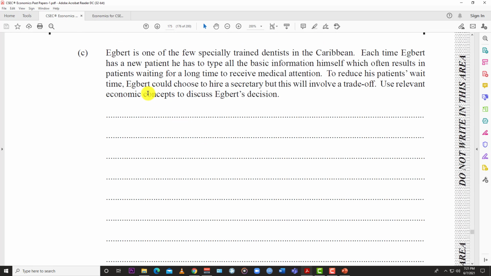All right, last one. Now this is a nice question because this is like an application question. So Egbert is one of few specially trained dentists in the Caribbean. Each time Egbert has a new patient, he has to type all the basic information himself, which often results in patients waiting for a long time to receive medical attention. To reduce his patients' wait time, Egbert could choose to hire a secretary, but this will involve a trade-off. Use relevant economic concepts to discuss Egbert's decision.